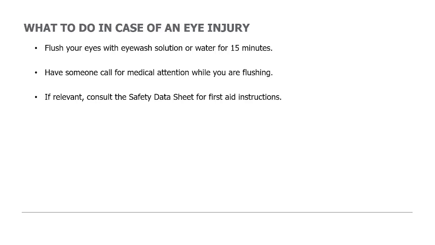Something to keep in mind for cleaning your eyes after you've got something in them is you're going to want to flush your eyes with eye wash solution or water for 15 minutes. And you're going to be looking down the entire time that you're doing that, and just keep that water flowing on them for 15 minutes. And while you're flushing your eyes, have someone call for medical attention, depending on the circumstances. And then if relevant, you're going to want to consult the safety data sheet. What that's going to do is give you chemical specific first aid instructions for what you've got in your eye.